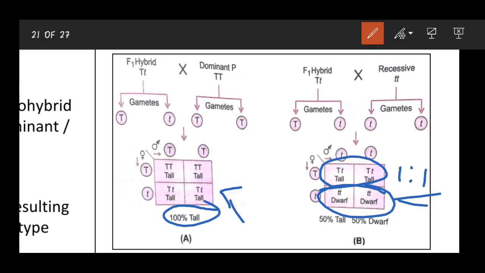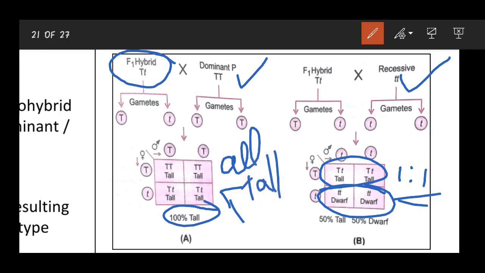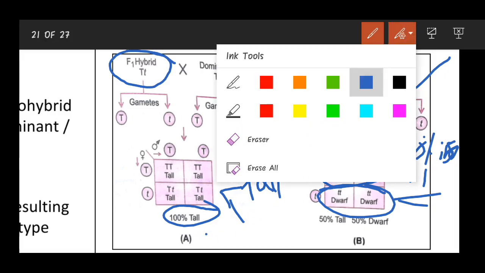So back cross is nothing but when the F1 heterozygote is crossed with either parent, either with the dominant parent or the recessive parent. If it is crossed with the dominant parent, you get all dominant, or all tall, in this case. In this case, you get 50% tall and 50% dwarf. So this is what is called a back cross.